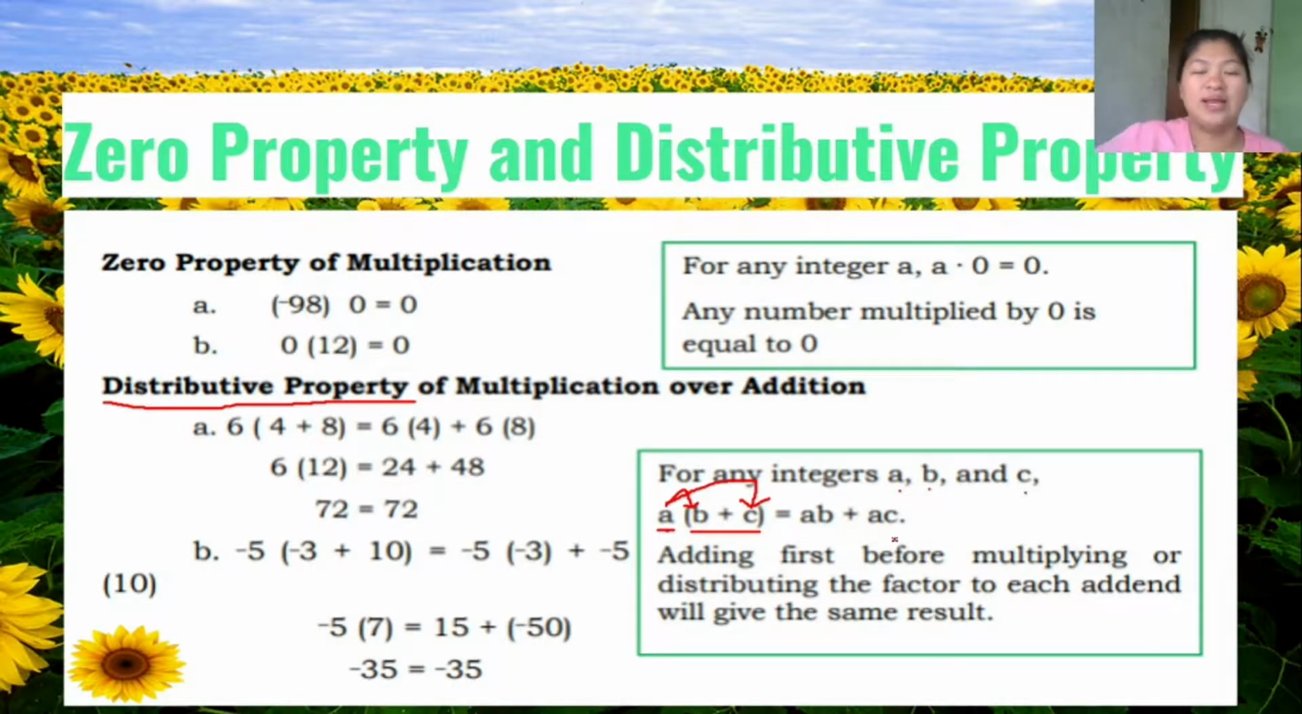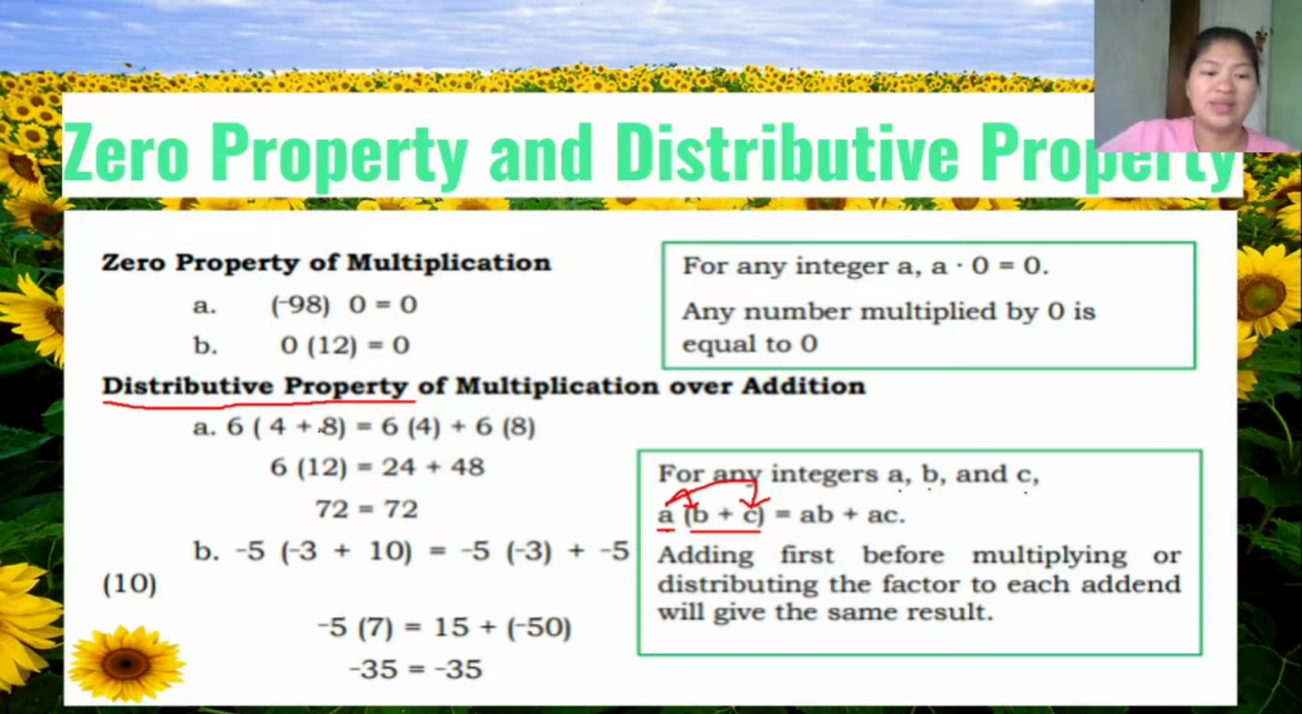So, para po mas malinawan, ito po yung ating example. For example, you have 6 times the quantity of 4 plus 8. Diba po sa PEMDAS, mauuna ang nasa parenthesis. So, 4 plus 8 is 12. And then, kinopy lang po yung 6. And then, 6 times 12 is 72.